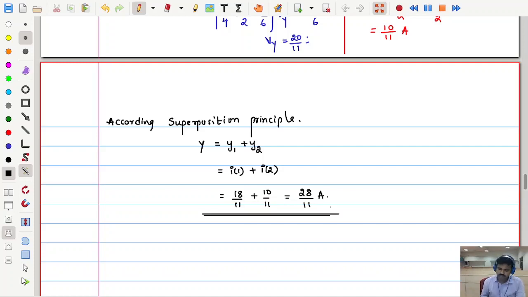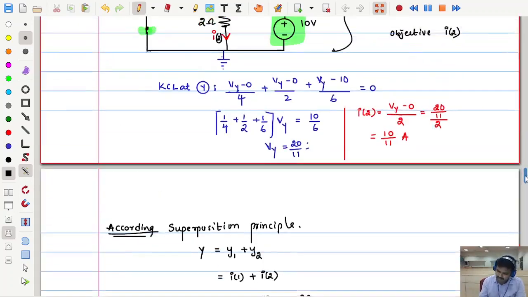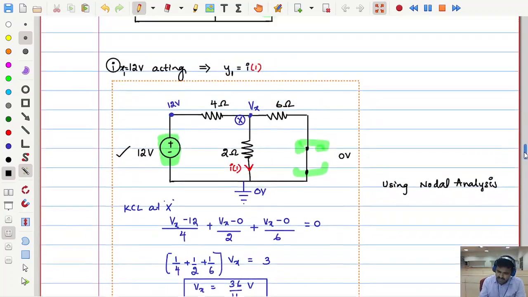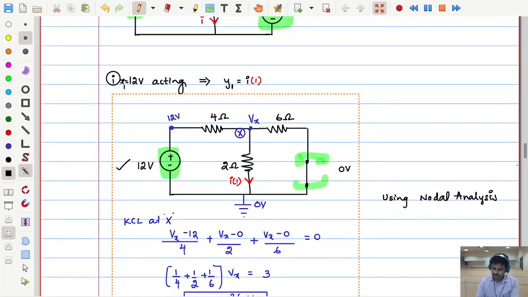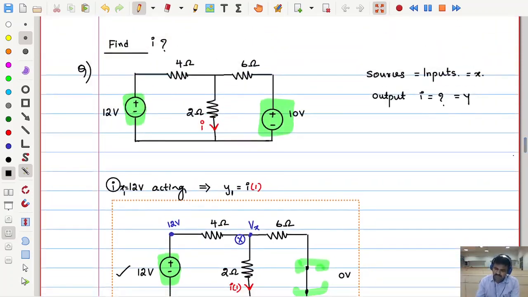This is what the total output is. This is the superposition principle. It looks like it makes the calculations cumbersome, more means tedious work, but somewhere these things also will be helpful.